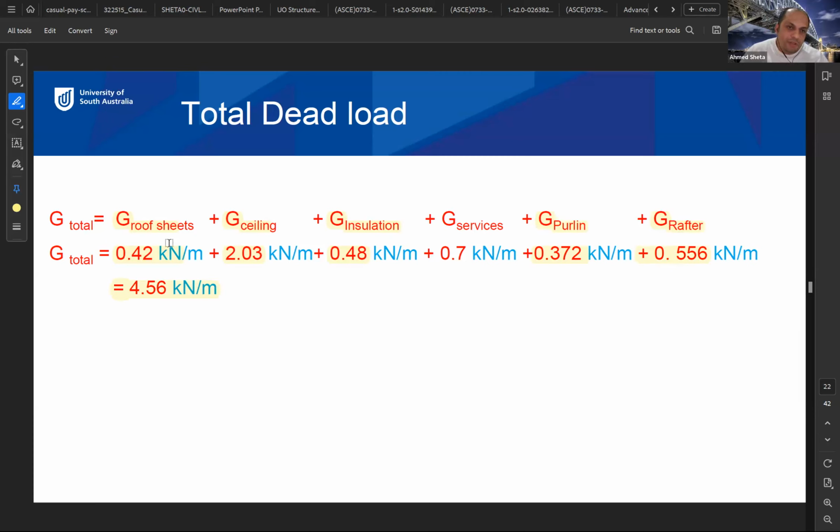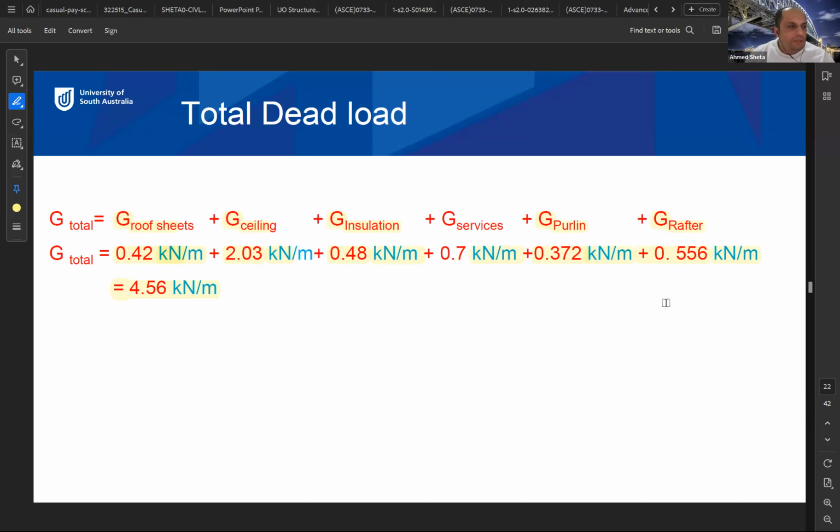What you have noticed here, all the units are consistent because you cannot sum different units. The units should be consistent. That's why we have tried to keep all the units as kilonewton per meter in all the components. Okay.